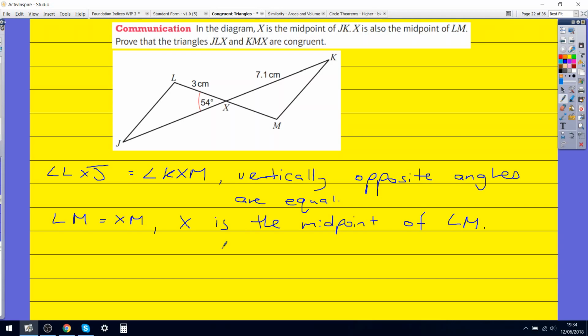So then we can say that KX equals XJ because X is the midpoint of KJ. And then you can just say side angle side. Therefore, the triangles are congruent. That's it. Any questions there? No, that's fine.